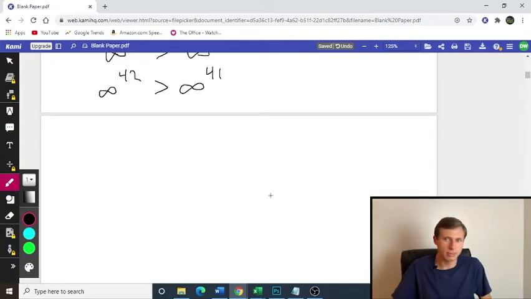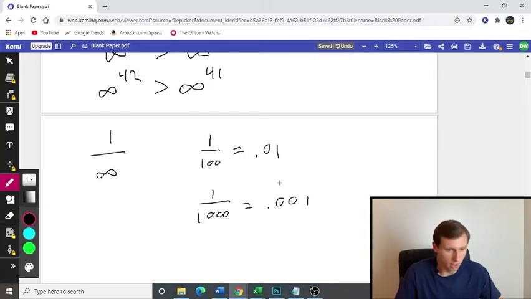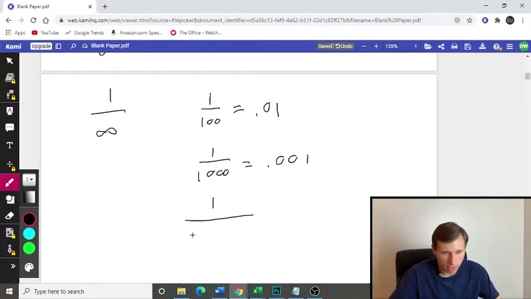Another thing to think about is this right here. What's 1 divided by infinity? I want you to think about this. What's 1 divided by 100? It's 0.01. What's 1 divided by 1,000? That's going to be 0.001. What if you had 1 divided by 1 million?